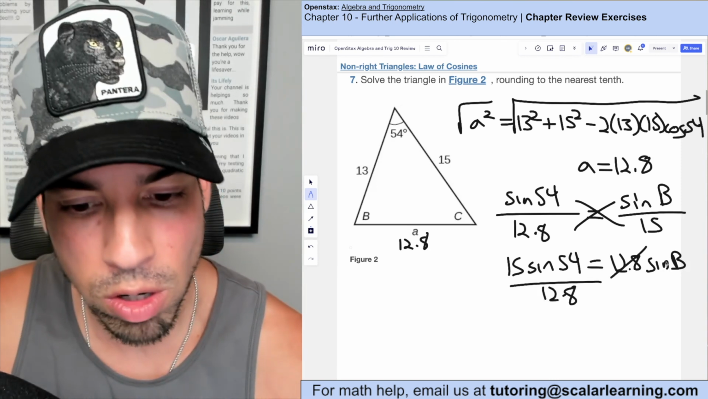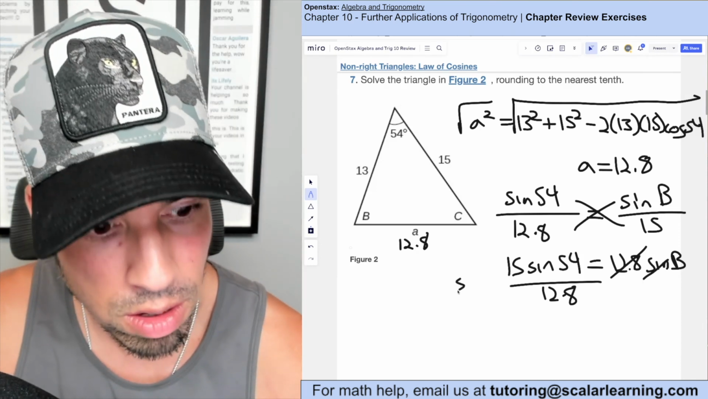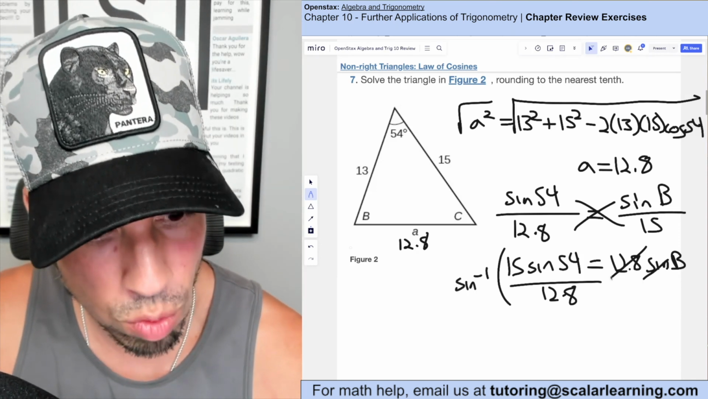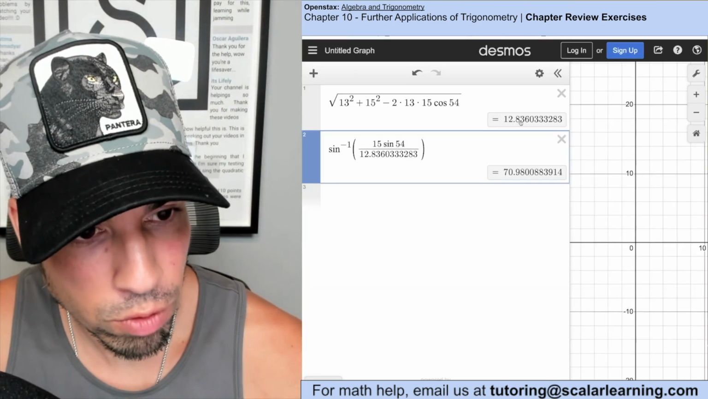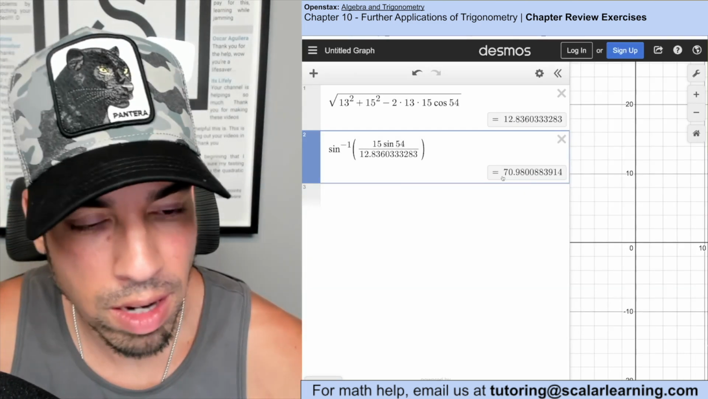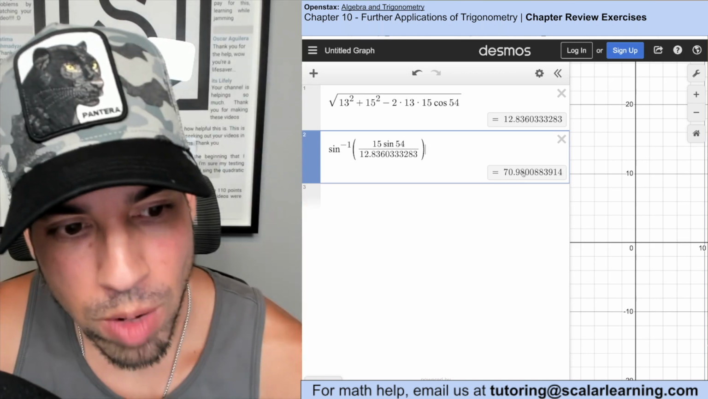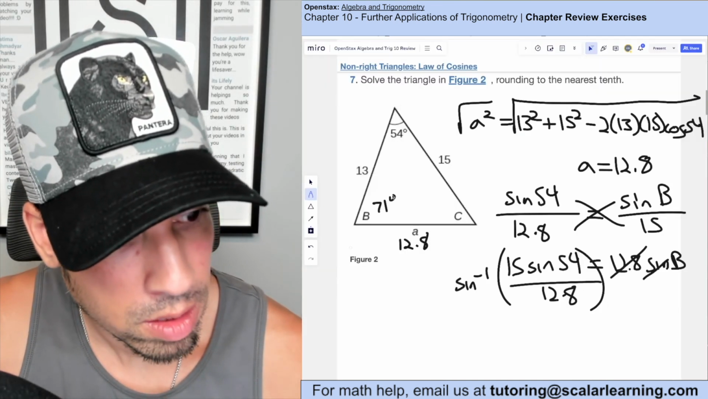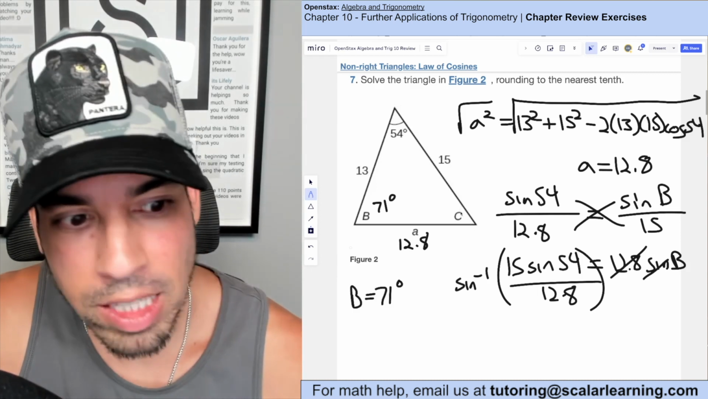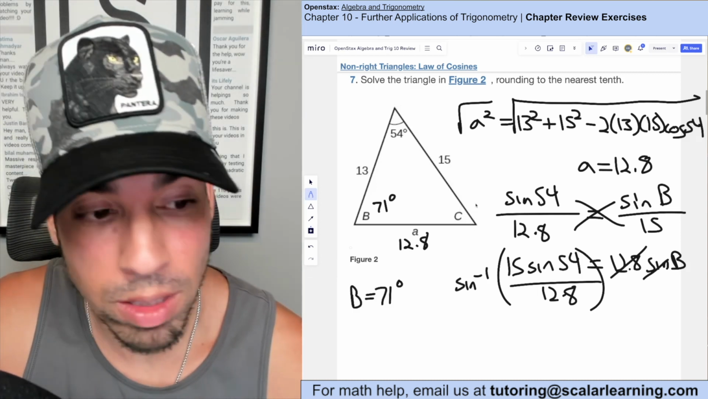Then we have to take arc sine of both sides to get rid of the sine there. So we have to take arc sine of this quantity. Let's plug it into Desmos now. I took the unrounded version of 12.8 and put it in here, and we get 70.98, which rounding to the nearest tenth will bump it up to 71. So we got B is 71 degrees. And last but not least, we got C. But for that, this is nice and easy, right?